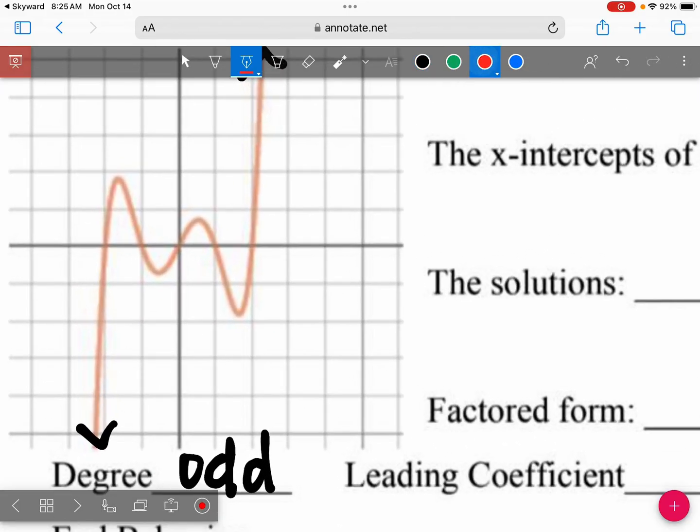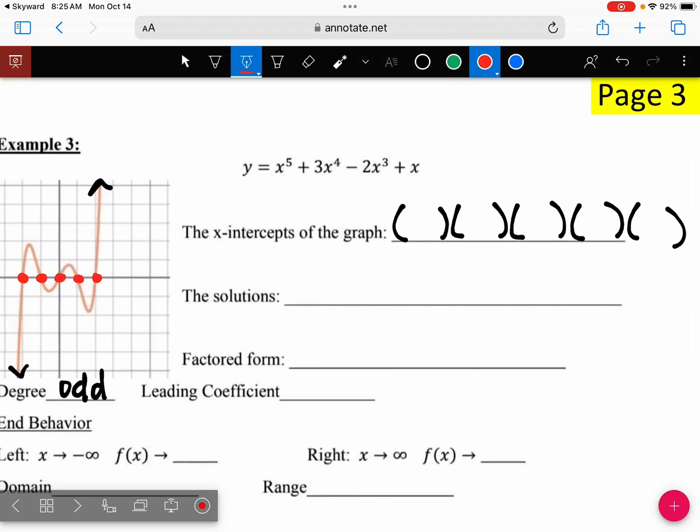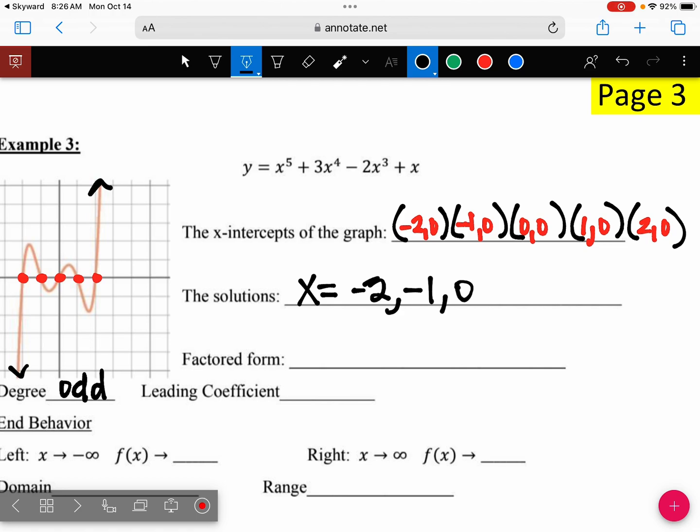Okay, so when I look at the graph, we got one here, here, here, here, and here. So that would be -2, -1, 0, 1, and 2. So those are my 5 x-intercepts: (-2, 0), (-1, 0), (0, 0), (1, 0), and (2, 0). So my solutions would be x equals -2, -1, 0, 1, and 2.